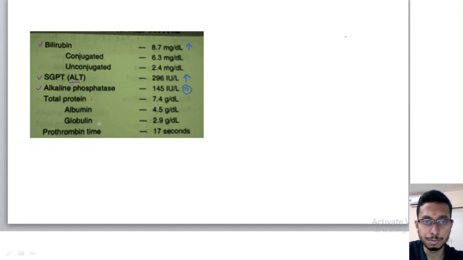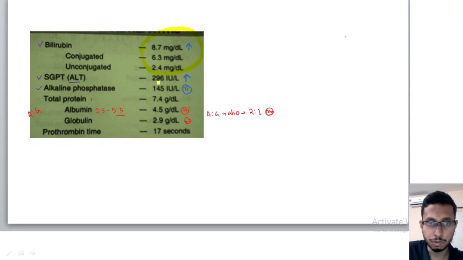Now coming to the total protein, albumin and globulin part. The ratio has been maintained; the normal albumin value is 2.5 to 5.5, and it is around that range. So the albumin globulin ratio is normal, and a ratio of 1 or more is considered normal. Alright. So at first glance, what you can see is that bilirubin is markedly raised along with deranged ALT.